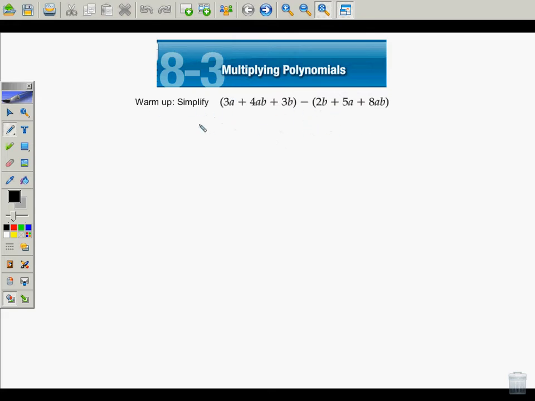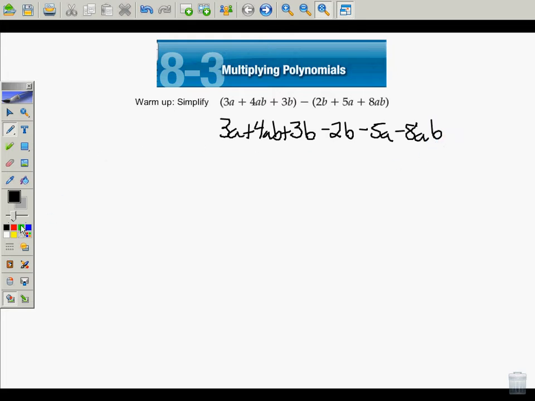And when we talked about this earlier, we said the first step was to rewrite everything without parentheses, and then we could work on combining like terms. So if I rewrite everything without parentheses, I would have 3a plus 4ab plus 3b. And then remember, a minus sign in front of parentheses just changes the sign of everything in parentheses. So then I have minus 2b minus 5a minus 8ab.